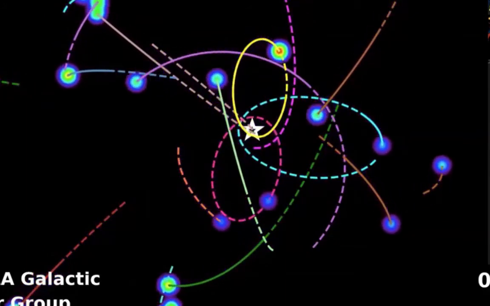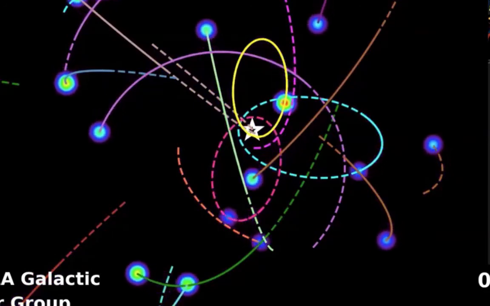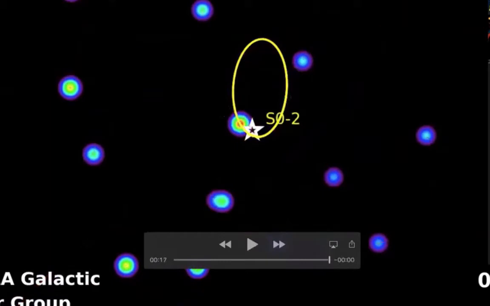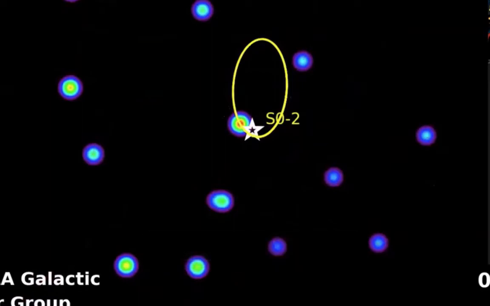Look at that yellow one in particular, S2. It's coming around now and has just passed its second closest encounter. Because it's going around very close to a point mass, it's now claimed that this ellipse is actually precessing exactly the way general relativity predicts.